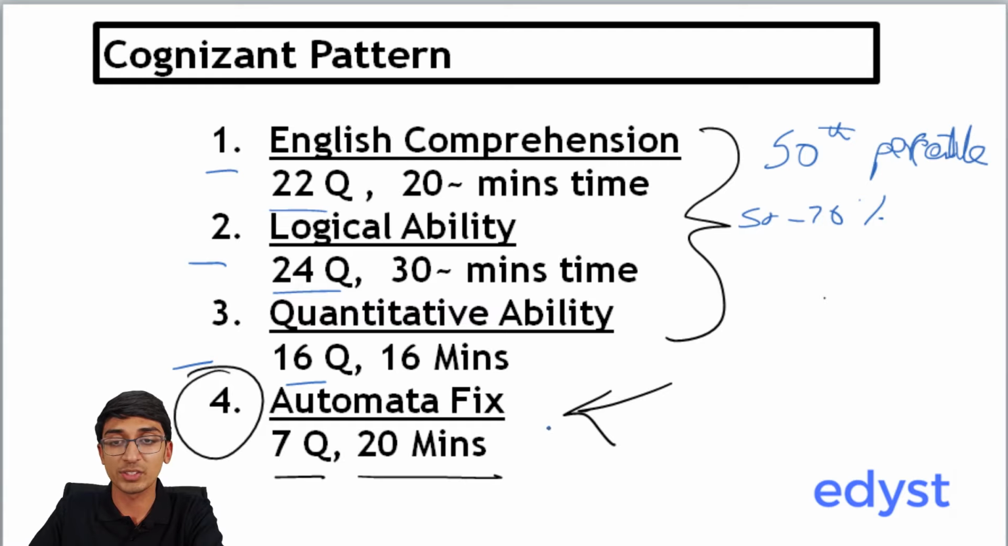So it also depends on that, but generally speaking, your aim should be that at least 60 to 70% of each section you should be attempting and completing. So your aim should be that 60-70% of English, logical, quants and Automata Fix you should be completing. Overall, this is about just approximately 1.5 hours worth of a test. So make sure that you're well prepared for it.